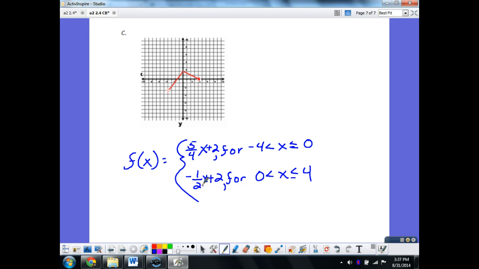And that is the concept bite for piecewise functions. Maybe expect one of those types of problems on Friday's quiz.